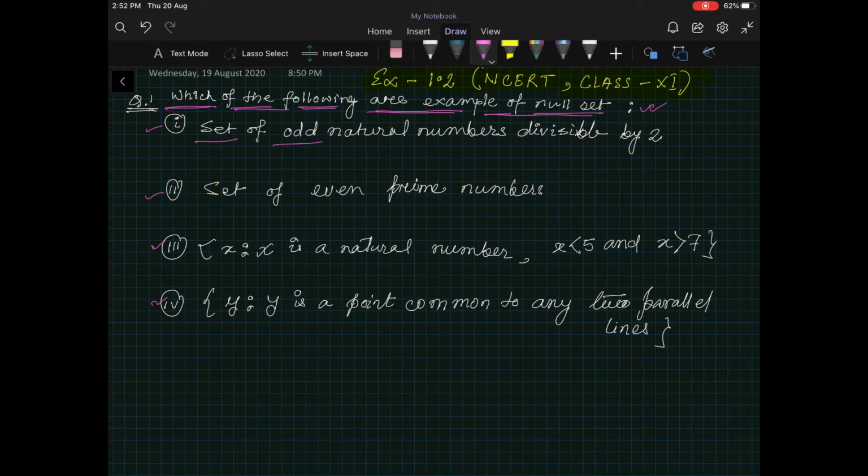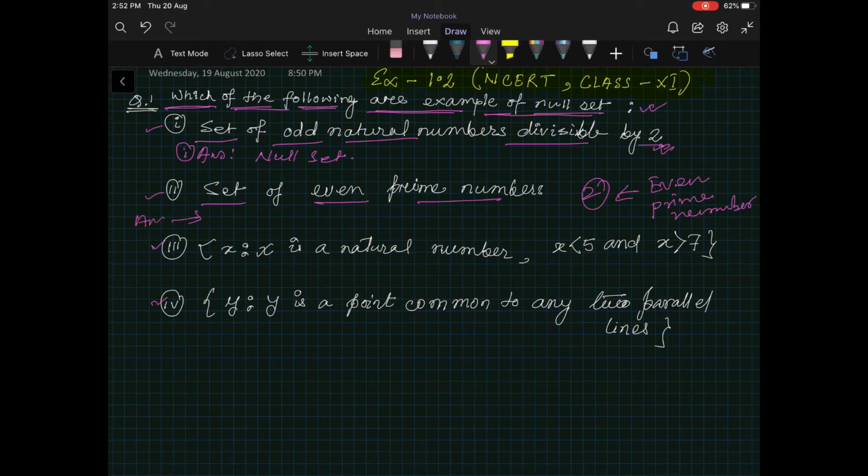The first one is the set of odd natural numbers divisible by 2. As we know, there is no odd number divisible by 2, that's why it is a null set. Next one, set of even prime numbers. We know the even prime number is 2. So that's why it is not a null set.